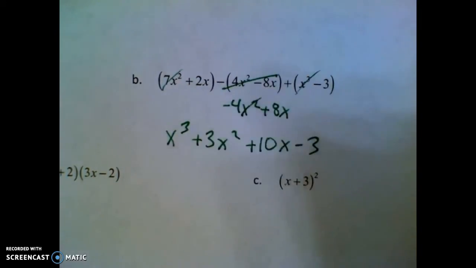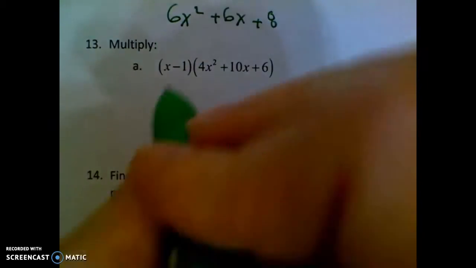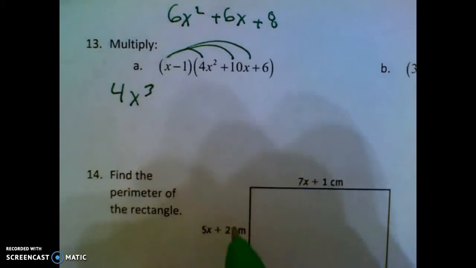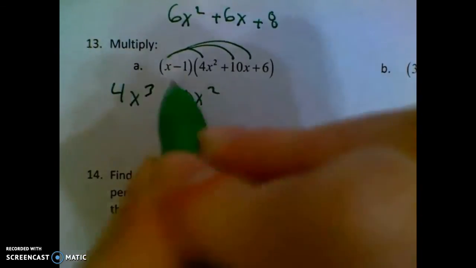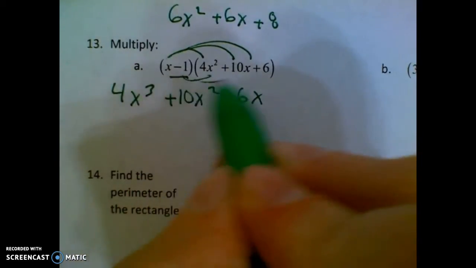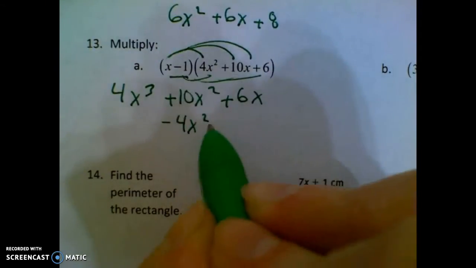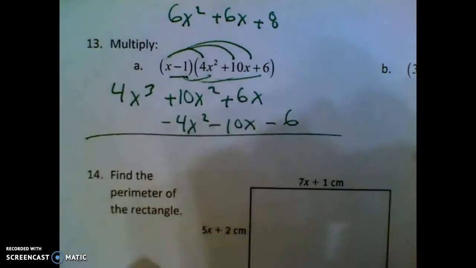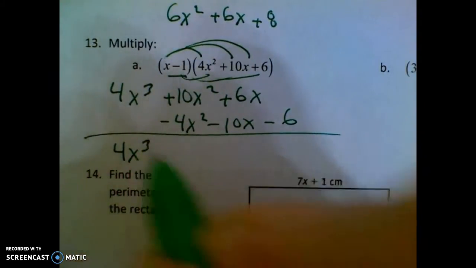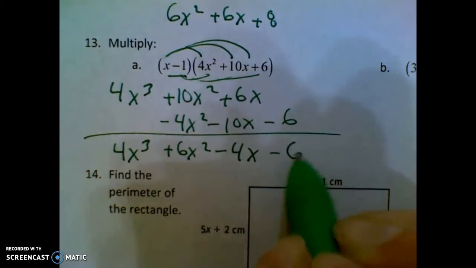And lastly, negative 3. Okay, multiplying, don't forget, you can use the box method, but I'm just going to multiply x times all 3 of those. So I'm going to get 4x to the third plus 10x squared plus 6x. So that's x times all 3. Then I'm going to take negative 1 and also multiply by all 3. And I'm going to line it up. So I'm going to get negative 4x squared, a minus 10x, and a negative 6. I like lining it up on top of each other so I can easily just add straight down. But it doesn't matter how you do it, as long as you get 4x cubed, a positive 6x squared, a negative 4x, and a negative 6.